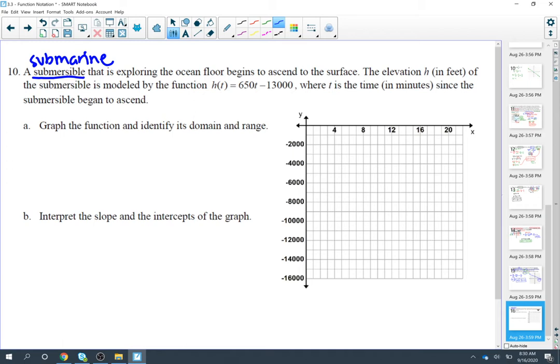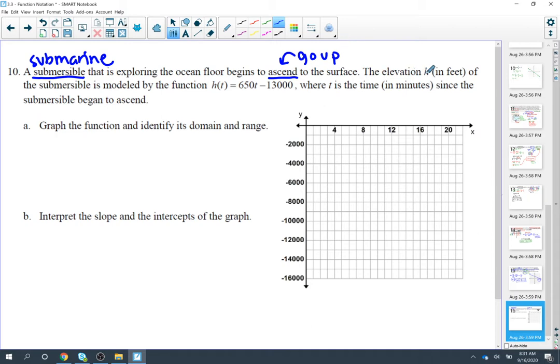It's exploring the ocean floor and begins to ascend. What the heck does ascend mean? It means go up. So we have a submarine, the bottom of the ocean, it's starting to go up to the surface of the water. Now I'm going to keep reading.